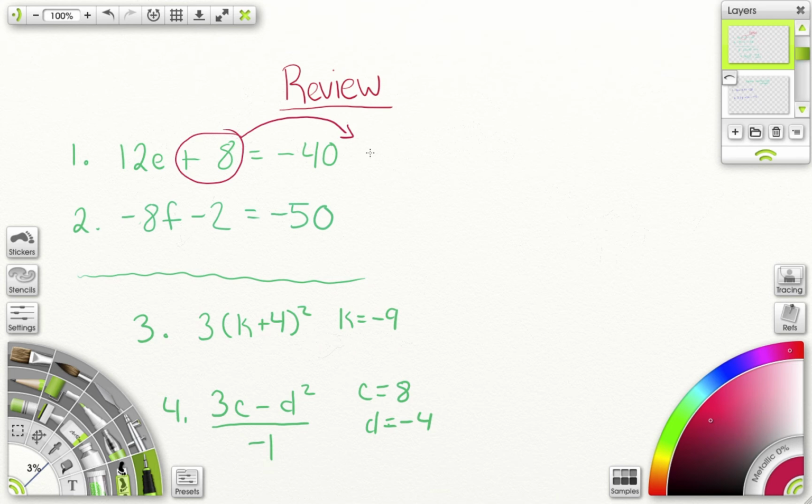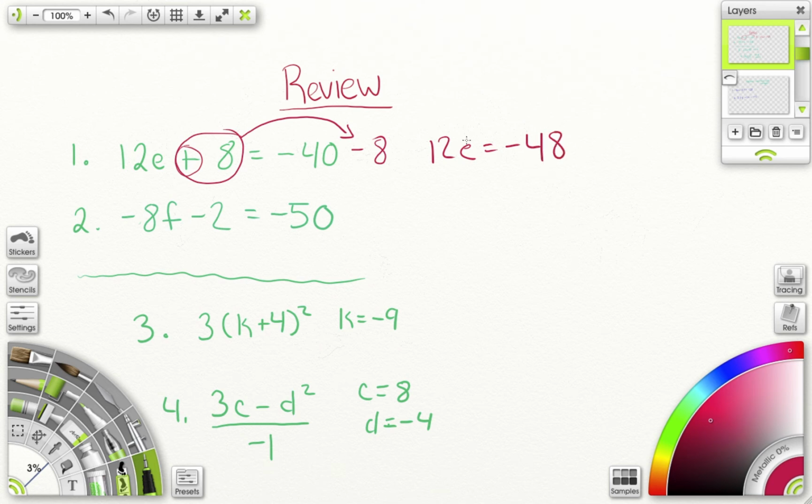When it moves over to this side of the problem, it becomes the opposite. So we had to add it here, now I have to subtract it on this side. Okay, so you do the opposite operation. Negative 40 minus 8 equals negative 48. So now I have 12e equals negative 48.